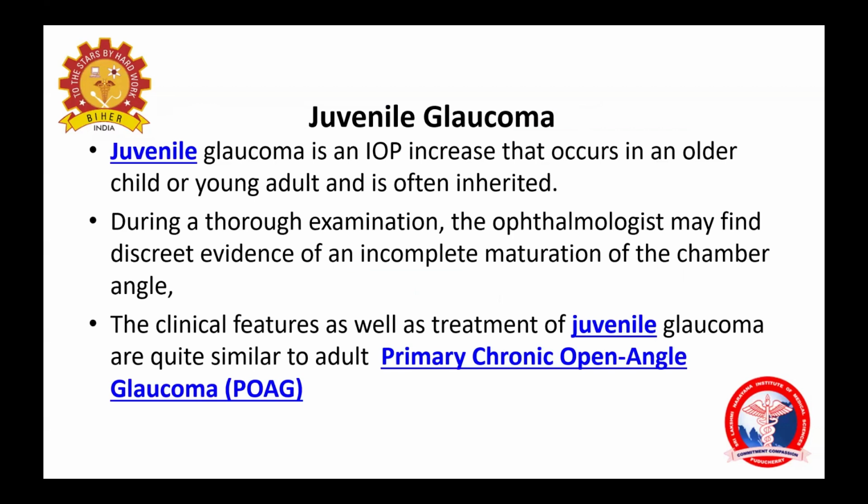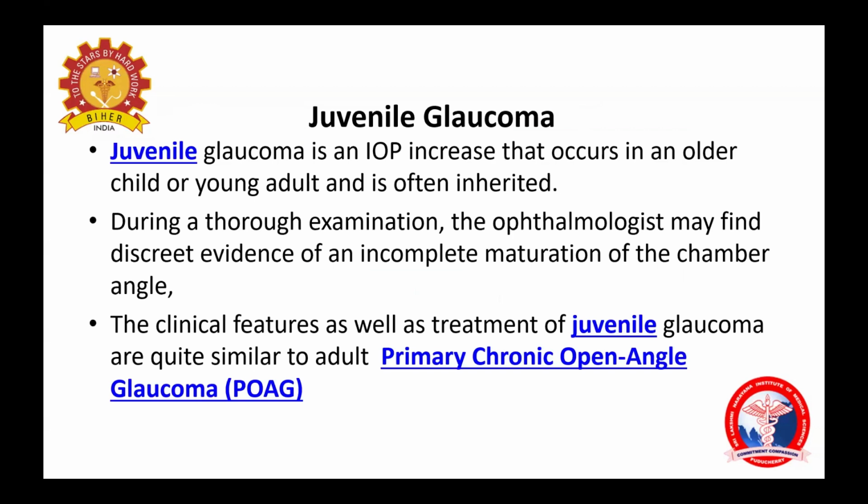Juvenile glaucoma, as the name suggests, is where there's an increase in the IOP that occurs in an older child or a young adult. And this condition is often inherited. That is, if there is a history of glaucoma in the parents or the grandparents, it is always better that one actually does a complete examination of the children as well, so that something like this particular entity could be picked up early.